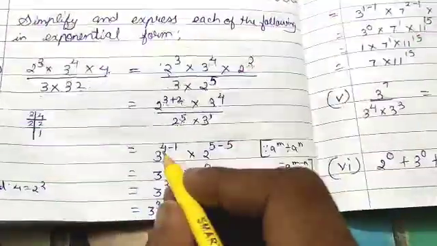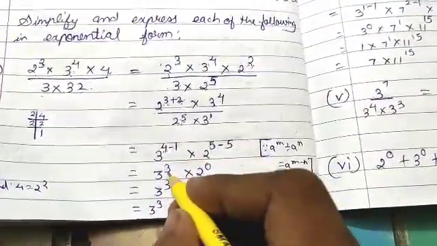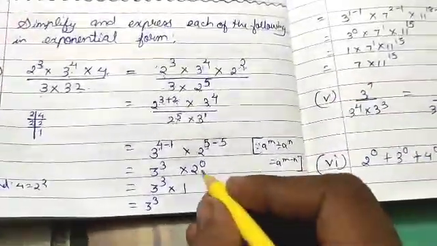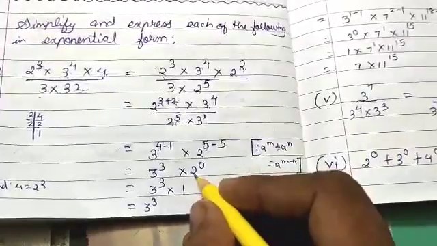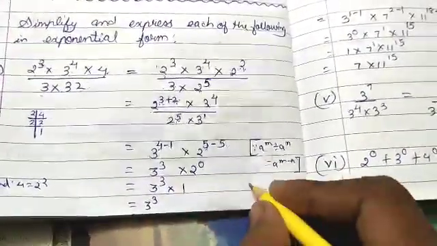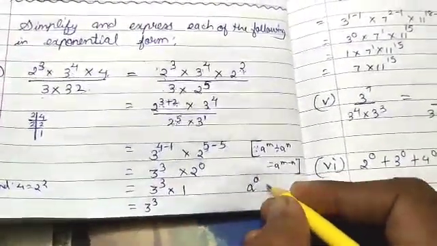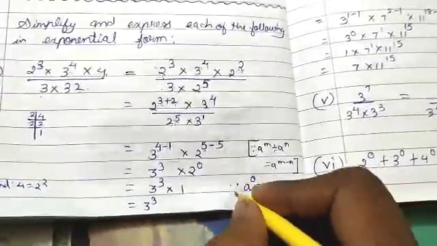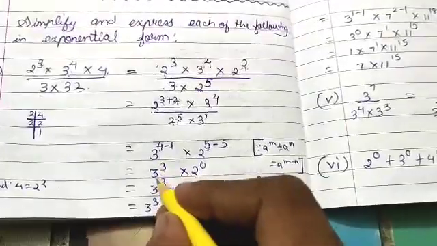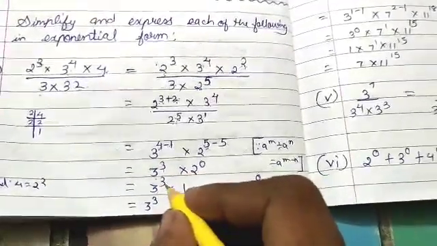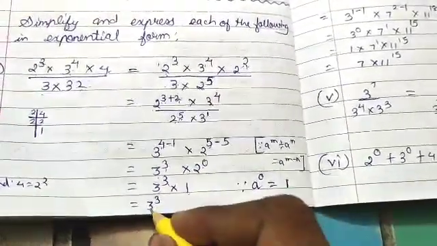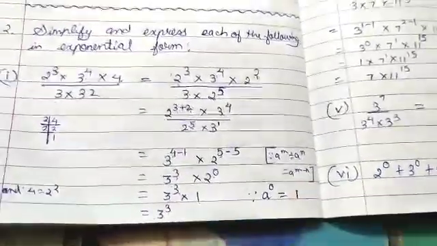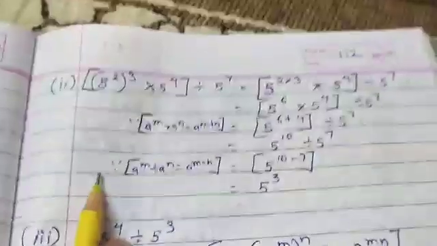Then 3 raised to the power 4 minus 1 gives 3, and 2 raised to the power 5 minus 5 gives 0, and whenever any base has power 0, its value is always equal to 1, that is a raised to the power 0 is always equal to 1. And 3 raised to the power 3 is there, so 3 raised to the power 3 multiplied by 1, its value you have to write in exponential form, that is 3 raised to the power 3. Let's see the next sum.